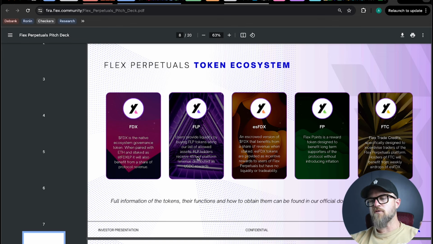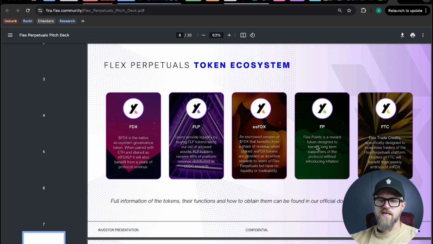The FLP, which is, like I've said, the liquidity side of things. 45% of platform fees will go to the FLP, which is a nice high percentage there, and distributes as USDC rewards in comparison to something like GMX that gave out ETH rewards. ESFDX, an escrowed version of FDX that benefits from a share of revenue when staked. So this is what we're talking about when we get that seed round token. It's going to be vested for us, but at least we're going to be earning those perpetuals fees as a part of that ESFDX staking.